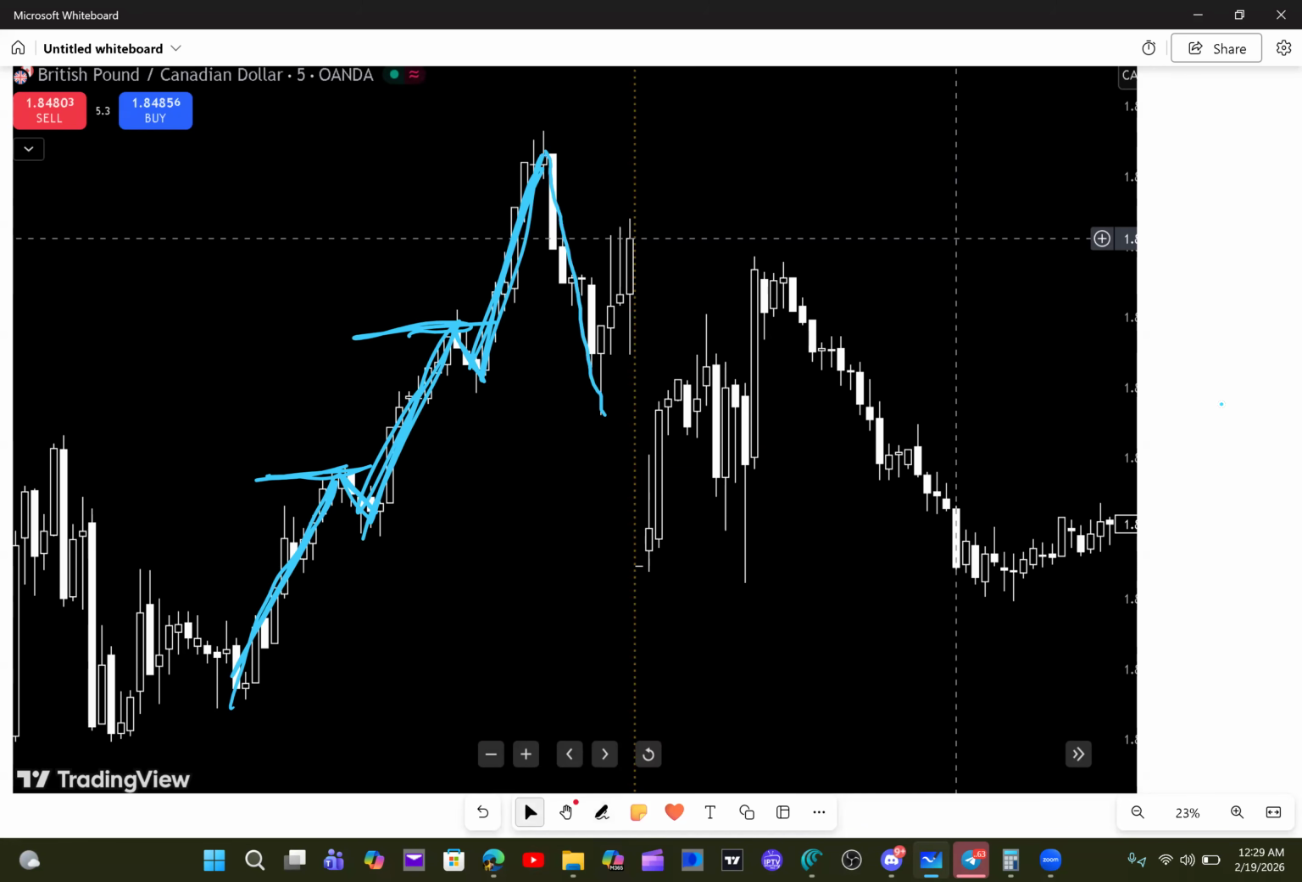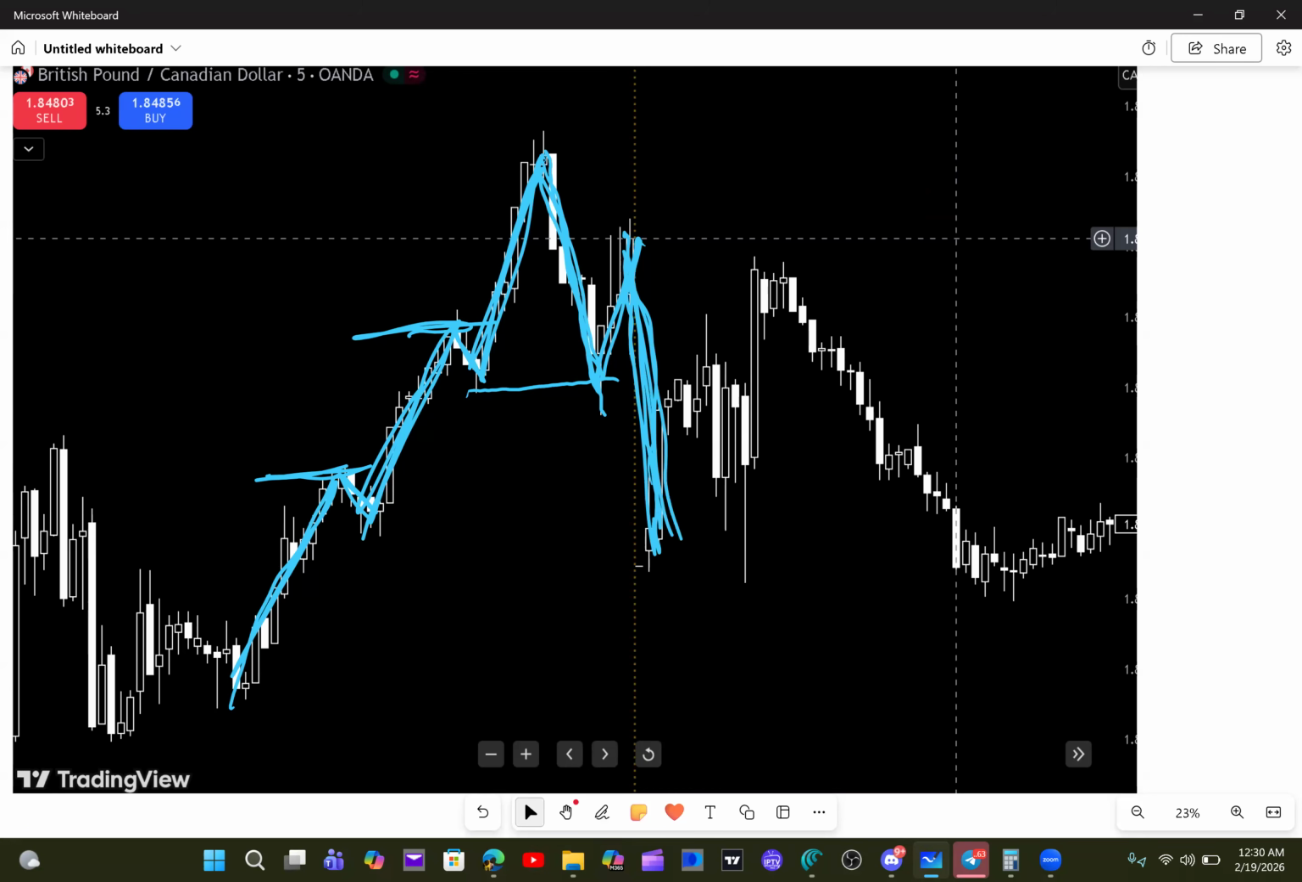Now some people might call this wick, they might call that a break. I don't. I like to see candle close. So technically, to me, this hasn't broke until we get this candle closed down here. All right. Now we get a break.